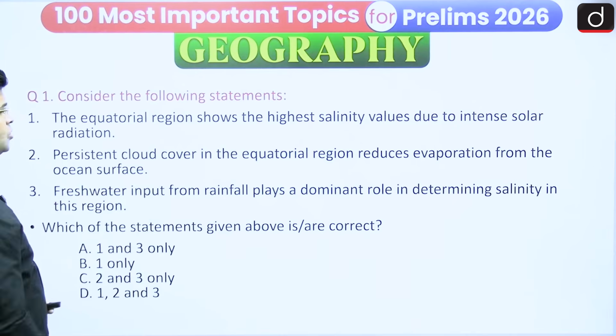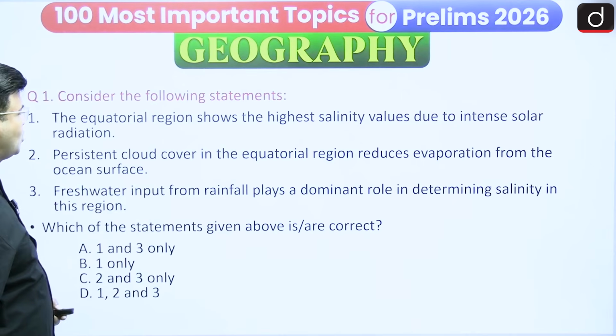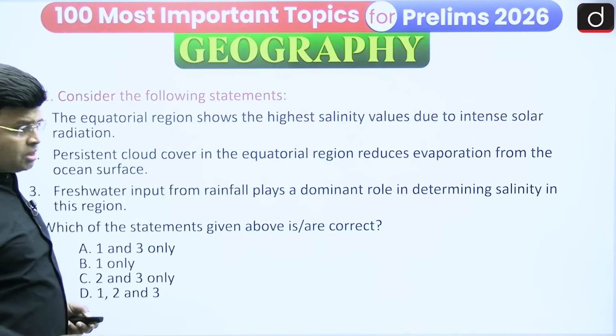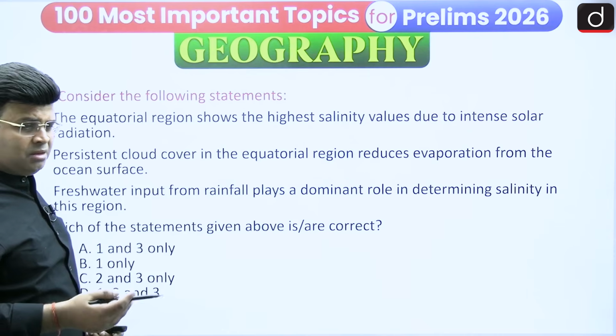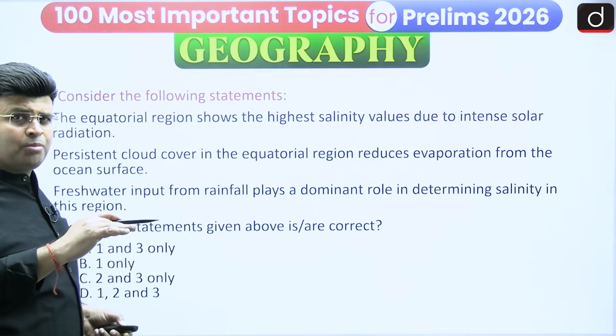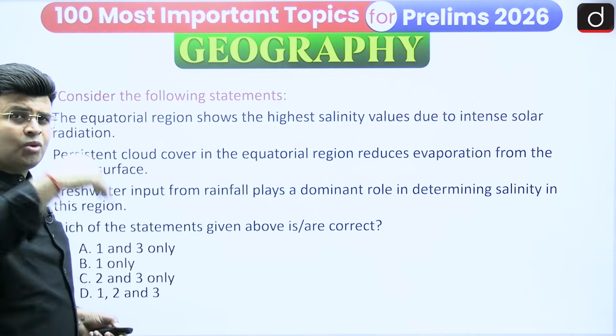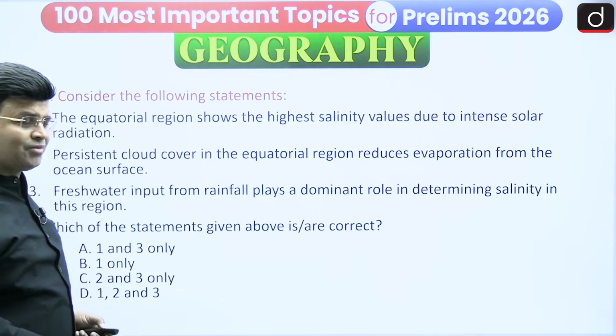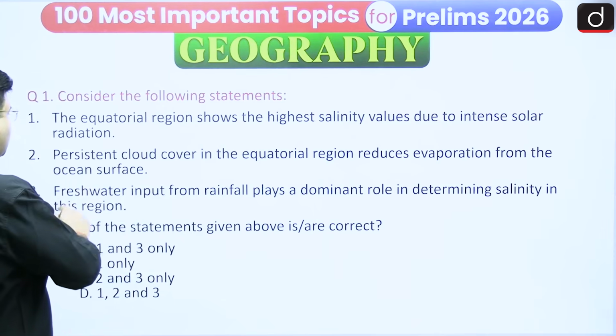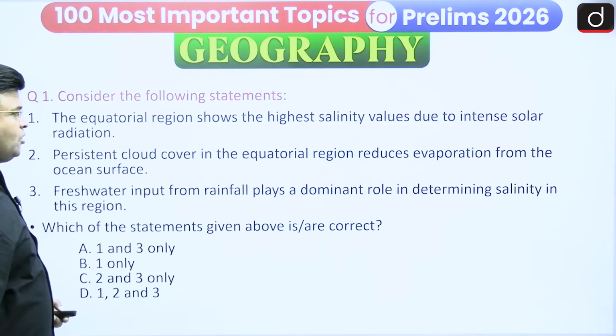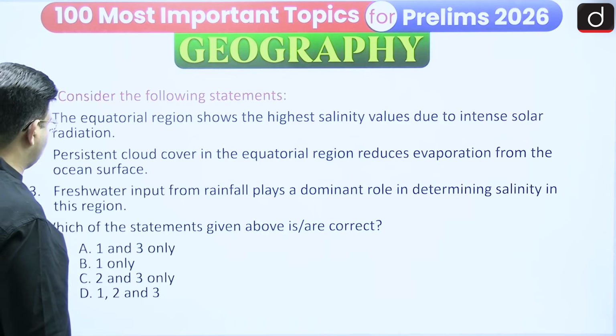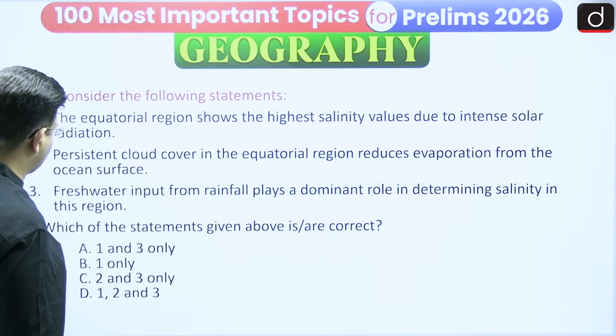The equatorial region shows highest salinity values due to intense solar radiation. Yes, intense solar radiation is there, but you know that every day after 12 p.m. there is cloud coverage, and the solar radiation reduces after that. Another one I said, persistent cloud cover in the equatorial region reduces evaporation from the ocean surface. You have to see whether it is right or wrong.